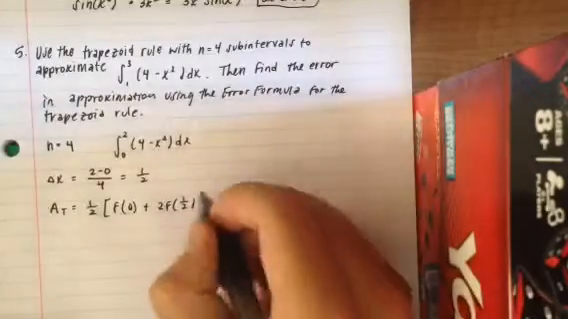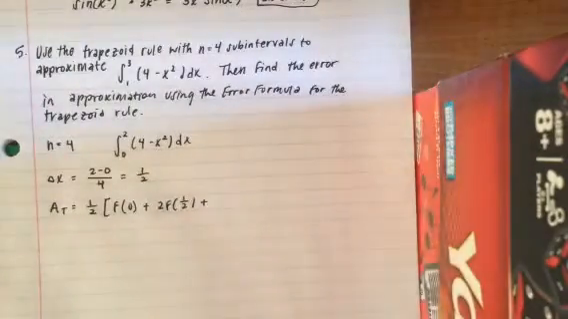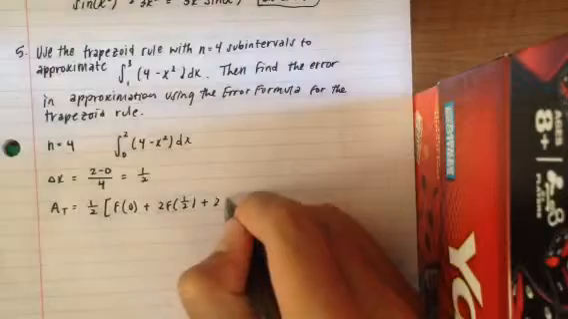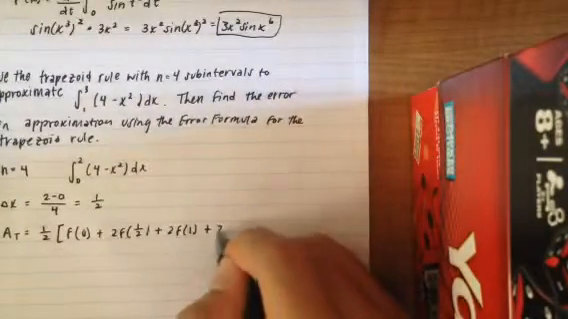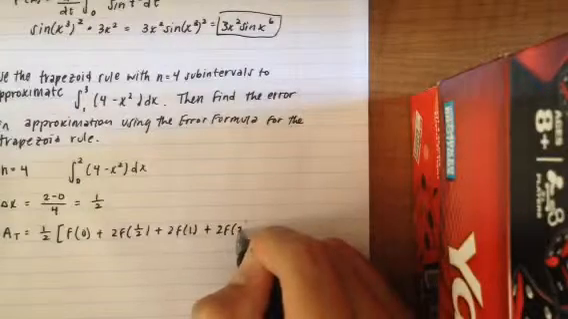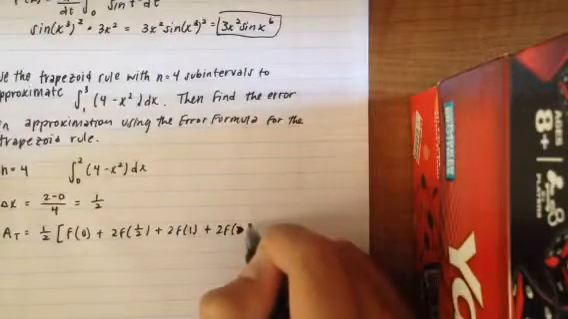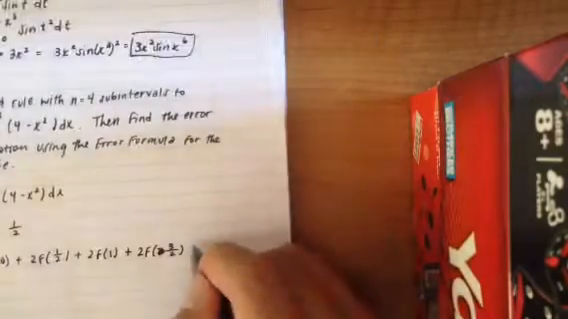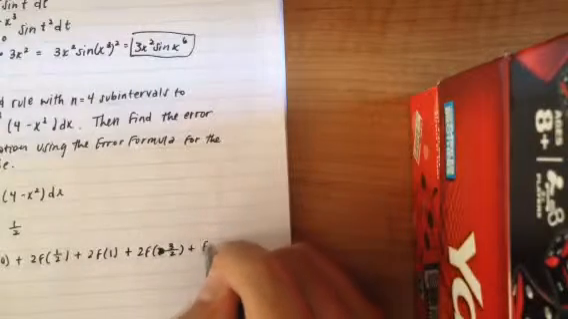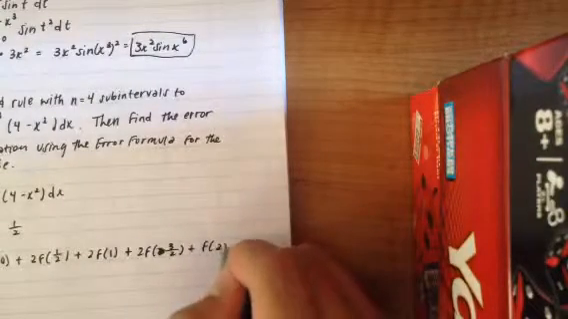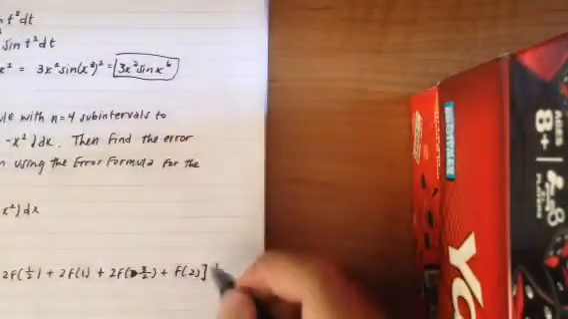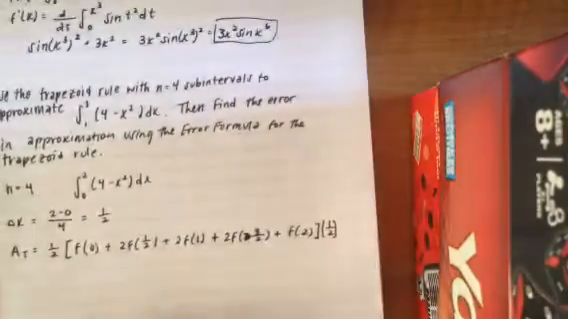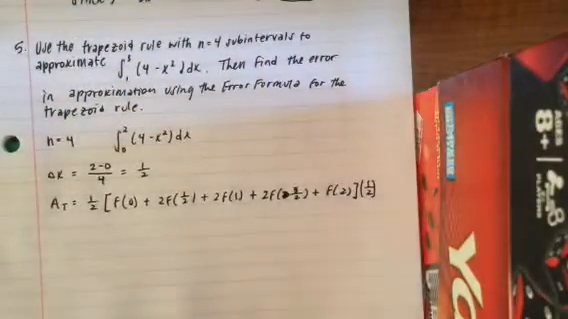Now, plus 2 times f of 1/2, and then plus 2 times f of 1, plus 2 times f of 3/2, not a 2. And then to end it all off, just a regular f of 2 bracket, and then multiplied times delta x, which is another half. Okay, so I have all that.